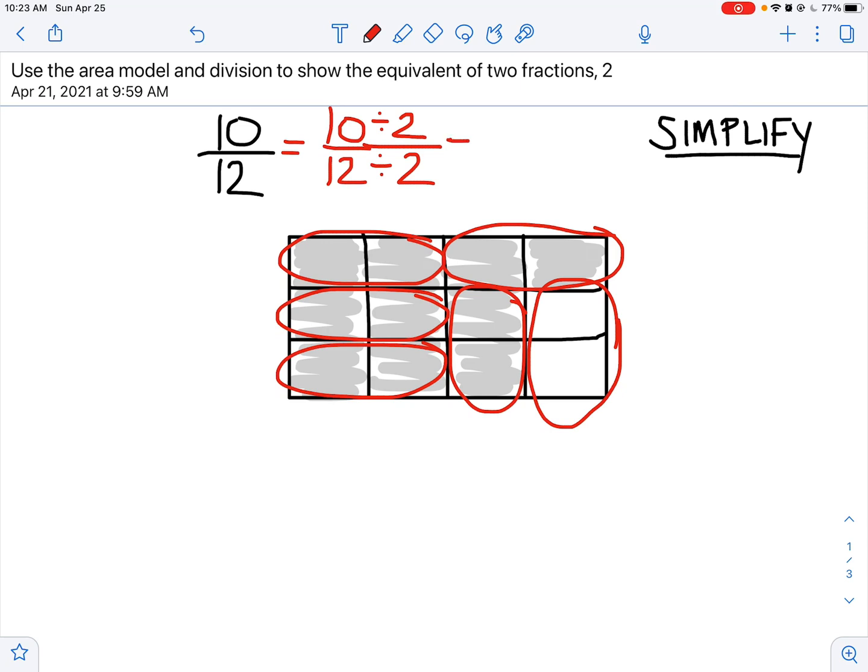Now we can go ahead and do our division. How many of my groups are shaded? Well, 10 divided by 2 is 5, and indeed I have 1, 2, 3, 4, and 5 groups shaded.